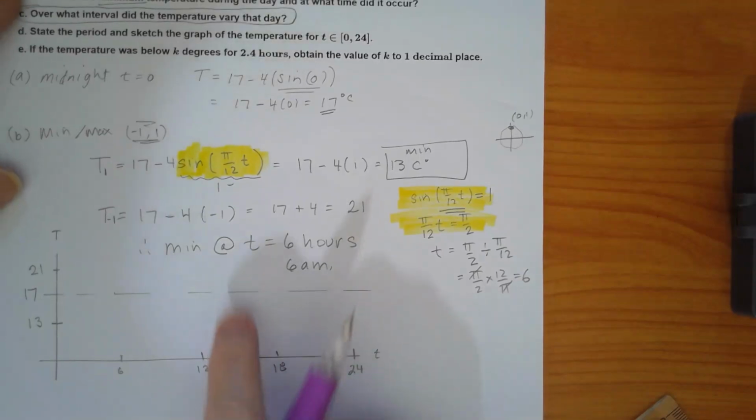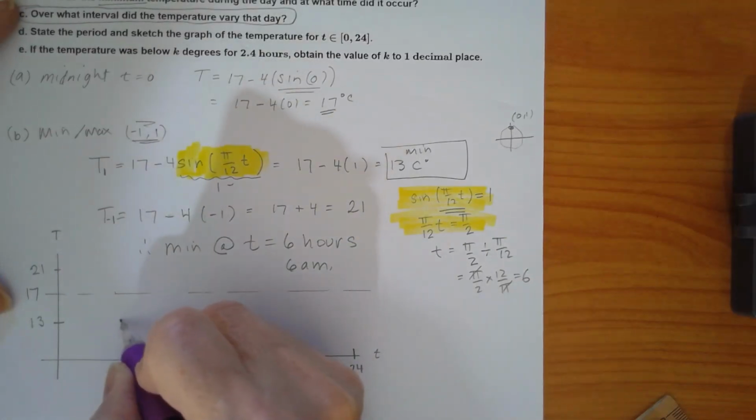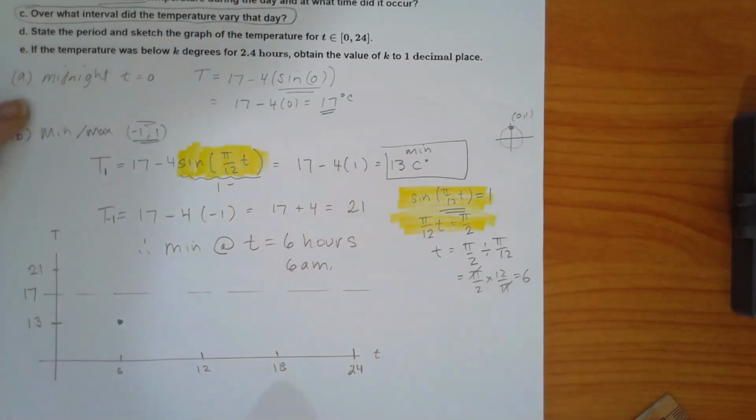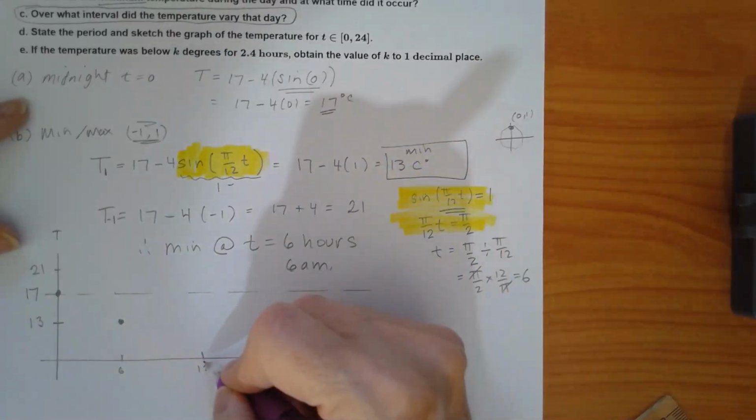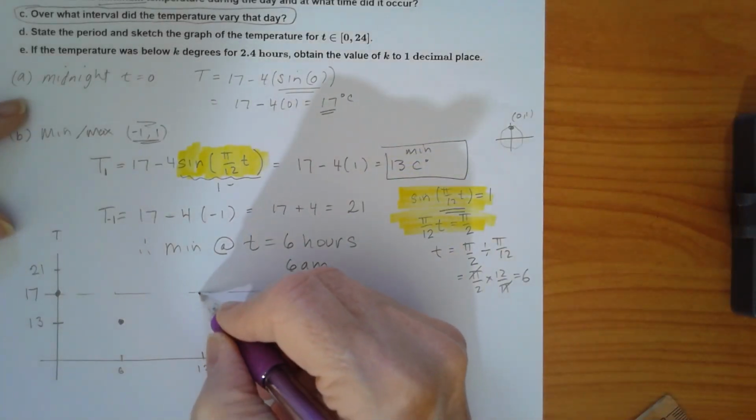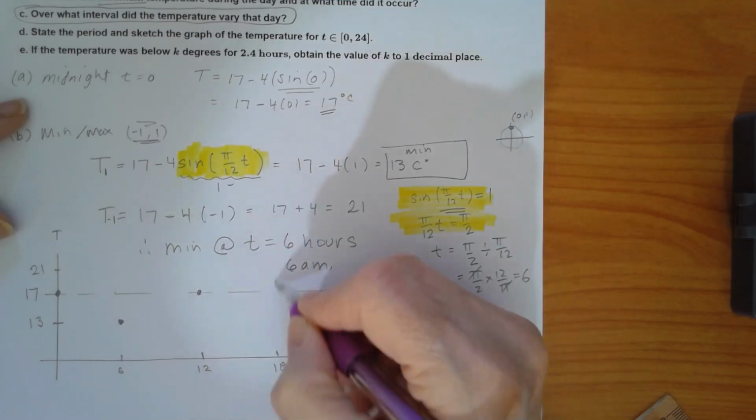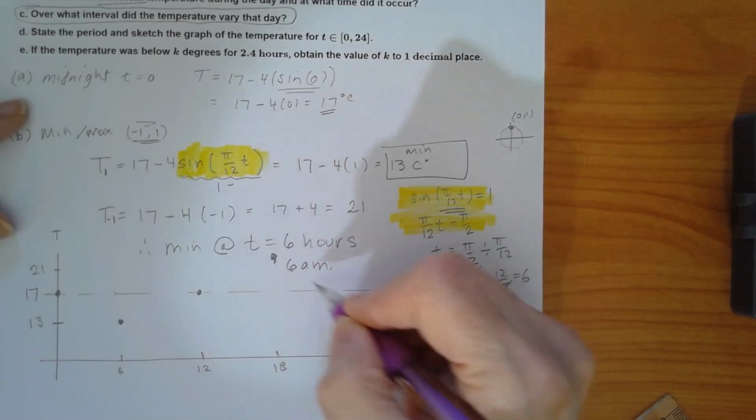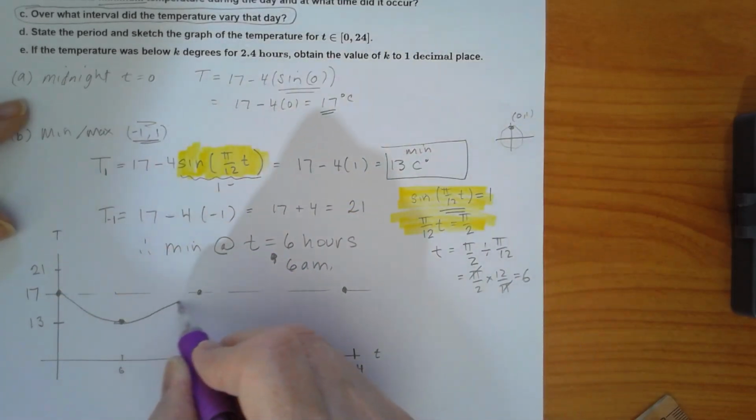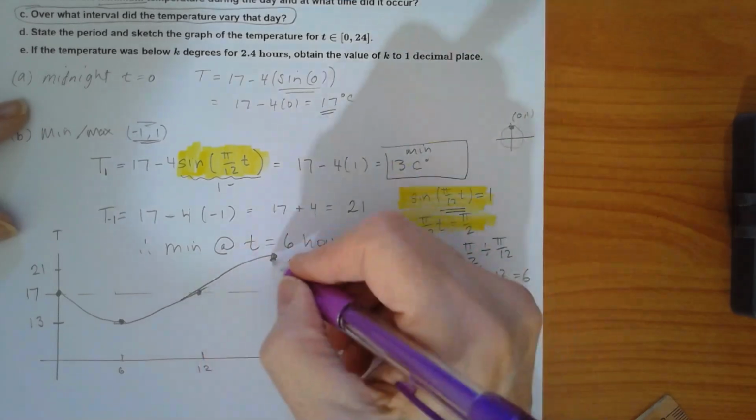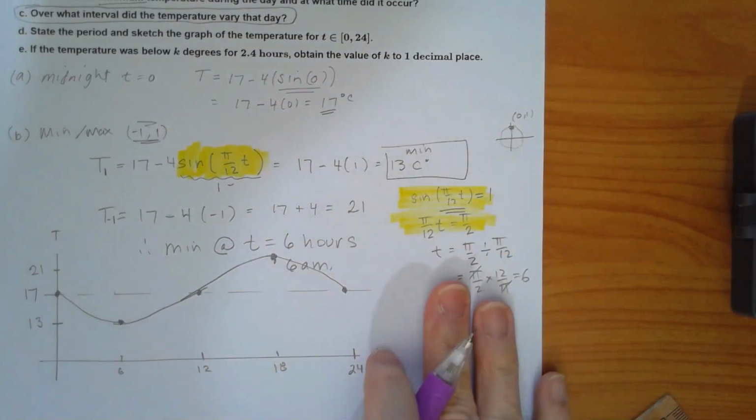And then I'm going to do what I know. I know that this thing went down to a minimum here, right? And I know at 0, it was 17. And I'm just guessing, you know, wow, if it's a sine curve, it's definitely going to take the role that sine always does, and it's going to look like this. So it's really lovely. Okay, now let's go back to that question C.